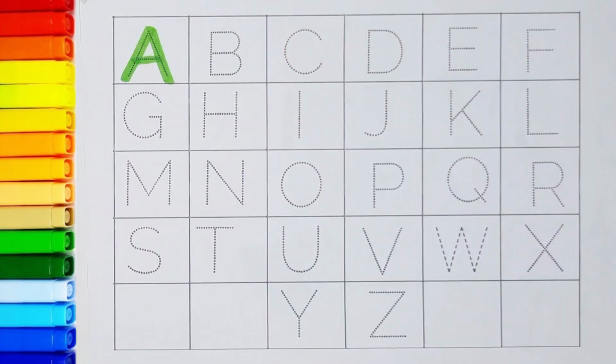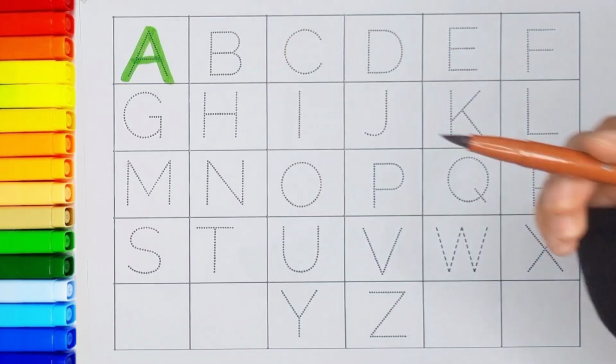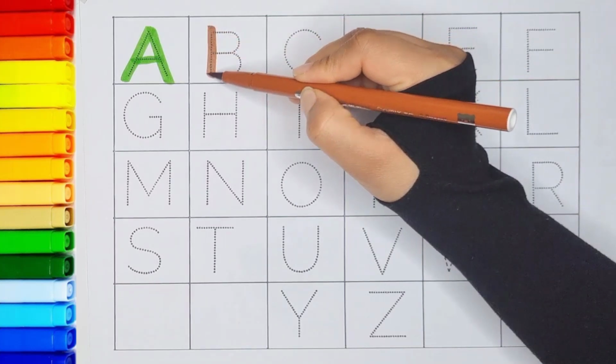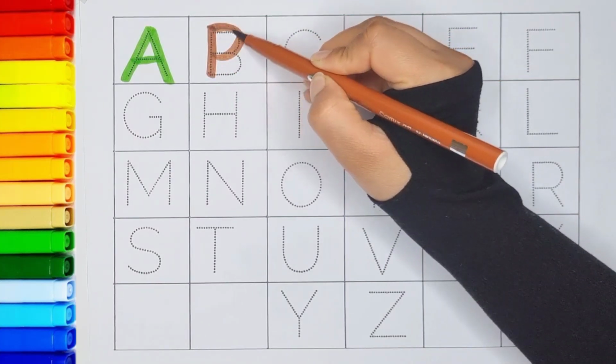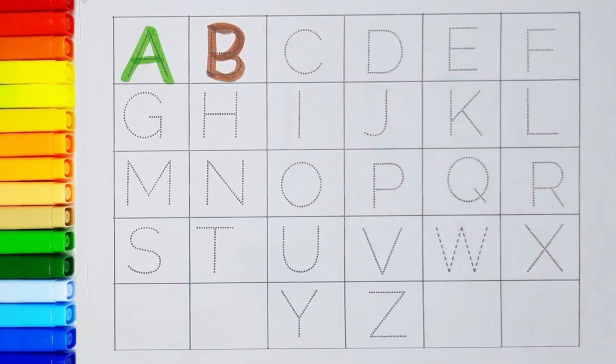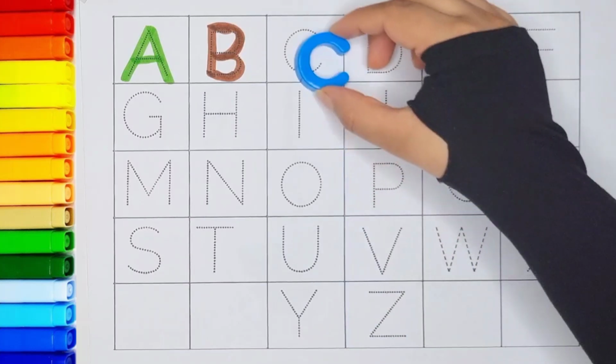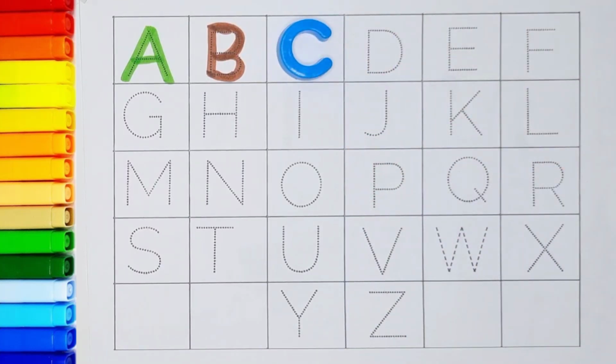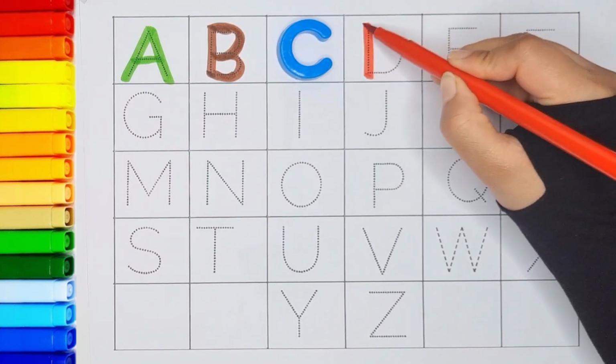A for apple, brown color. B for ball, blue color. C for cat, red color.